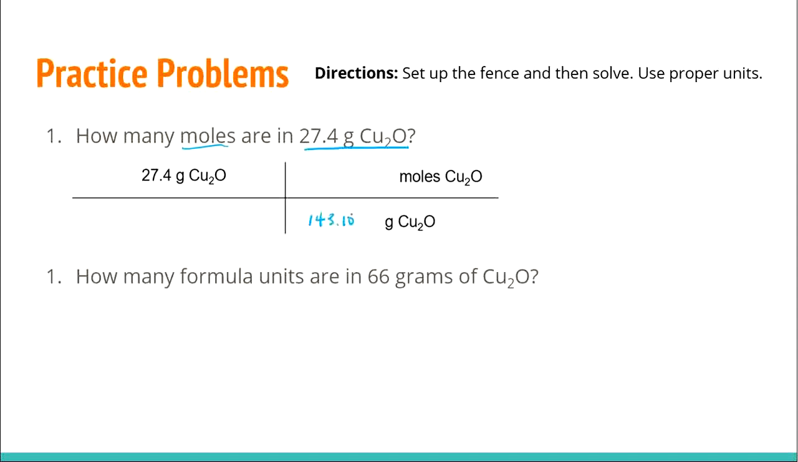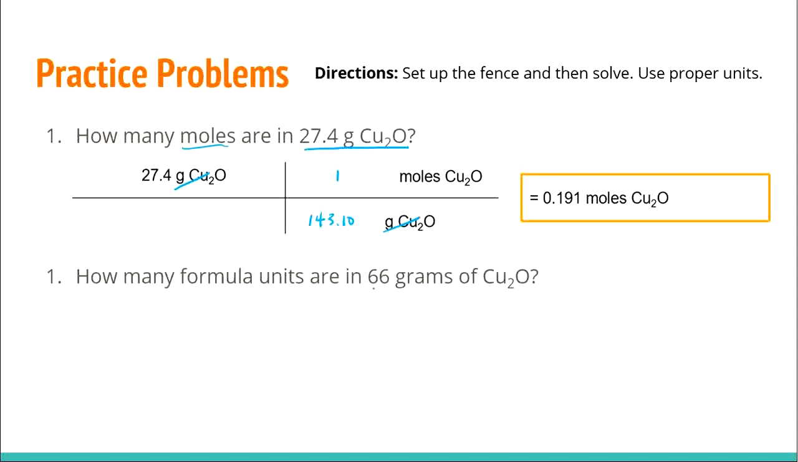143.10 goes next to grams, 1 mole. So 1 goes next to mole, that goes on top this time. My grams cancel out. Multiply 27.4 times 1 divided by 143.10 is equal to 0.191 moles of Cu2O. Let's take a look at the next one.